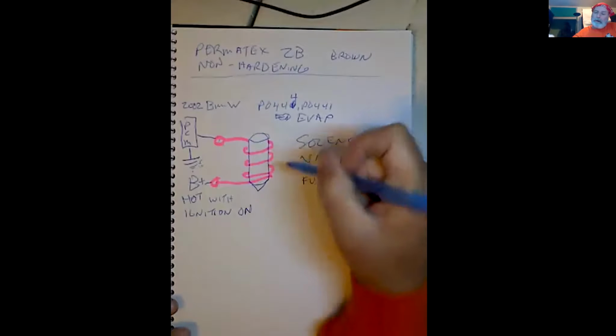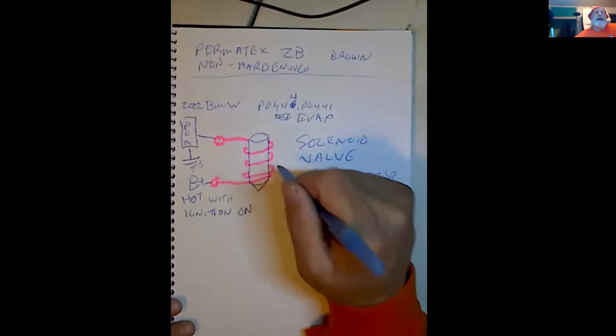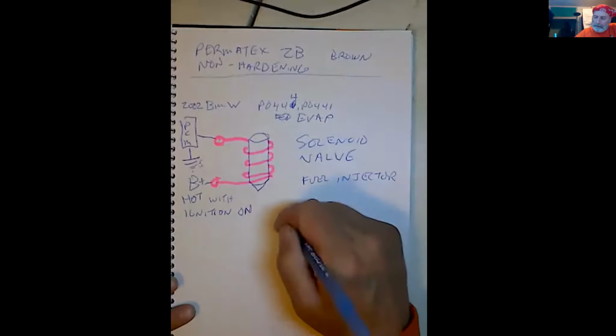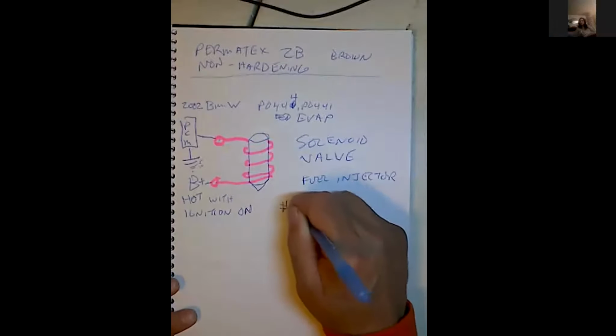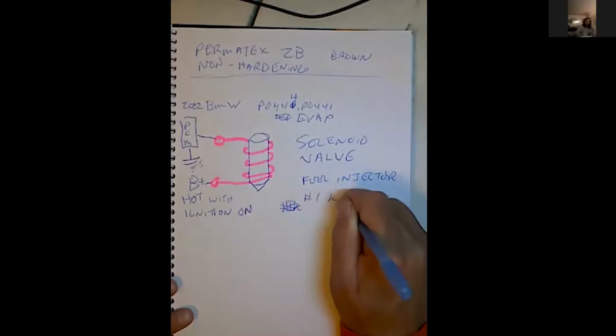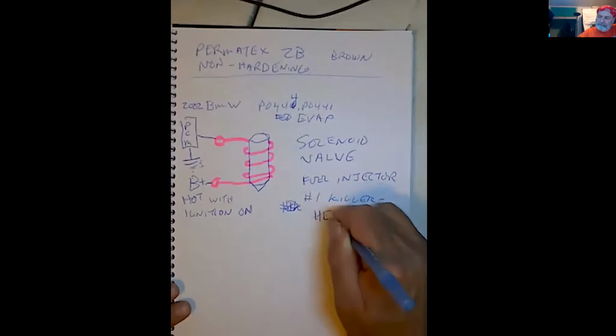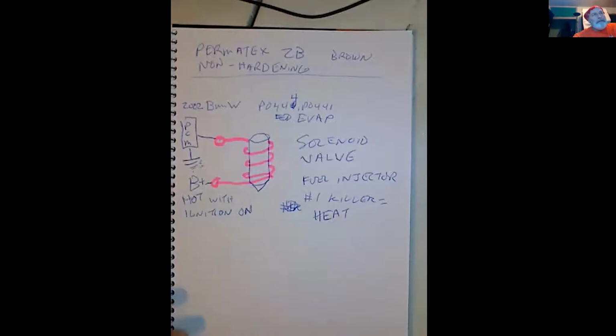But yeah, the number one killer of solenoid valves is going open. Number one killer is heat. This is back to the old days. Heat from the outside or heat from the inside? Both. It doesn't matter.